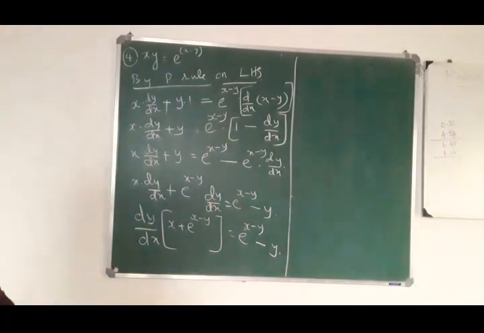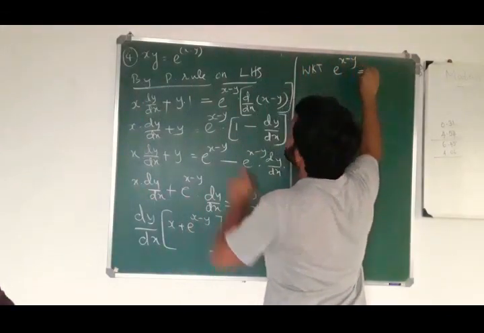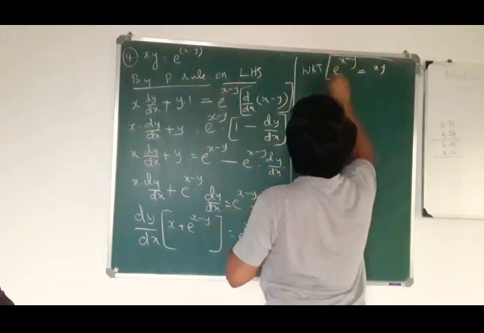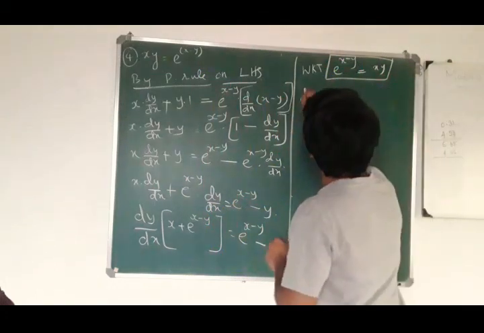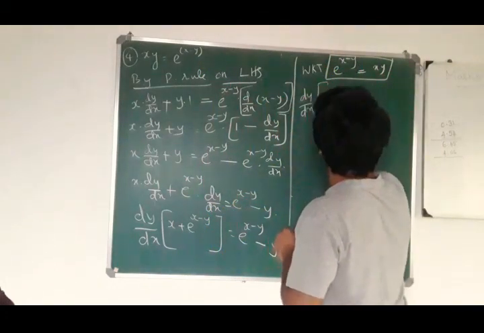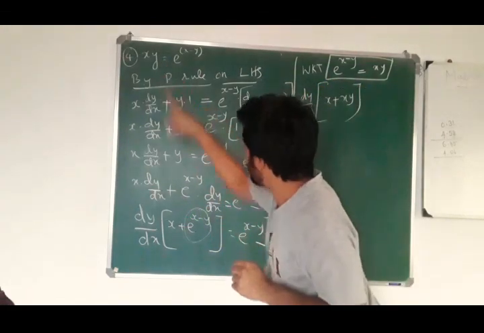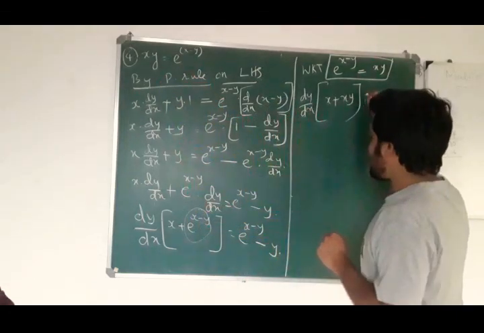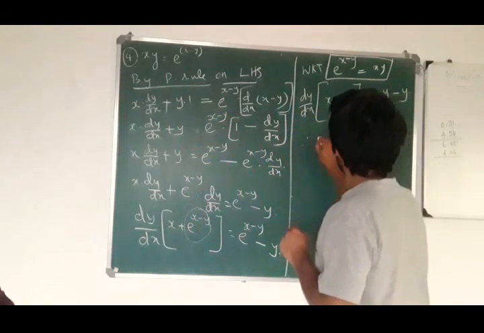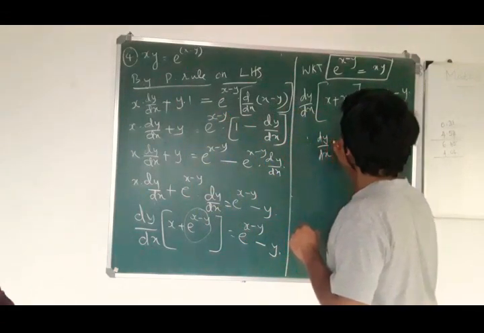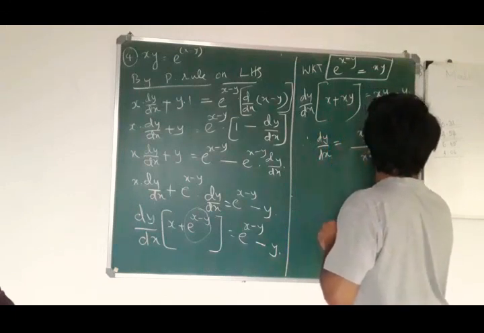Now, we know that e power x minus y is equal to xy, already given in the question. So dy by dx into x plus xy, in place of this I am going to substitute from our question: xy is equal to xy minus y. Therefore, dy by dx is equal to xy minus y divided by x plus xy.